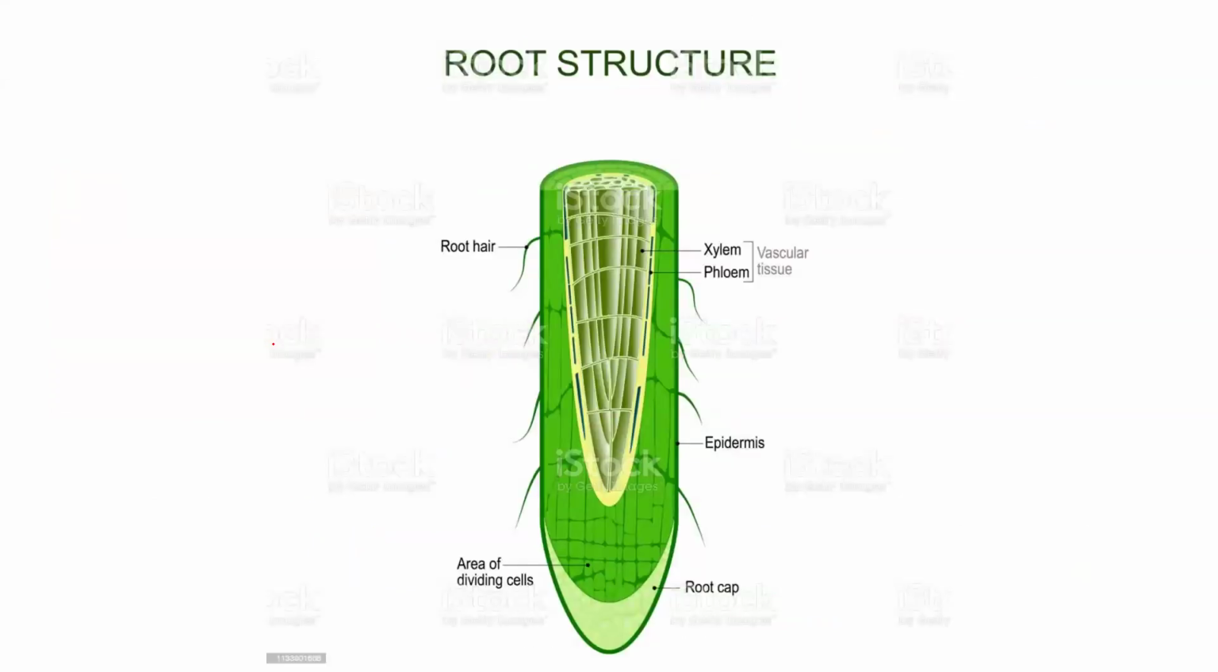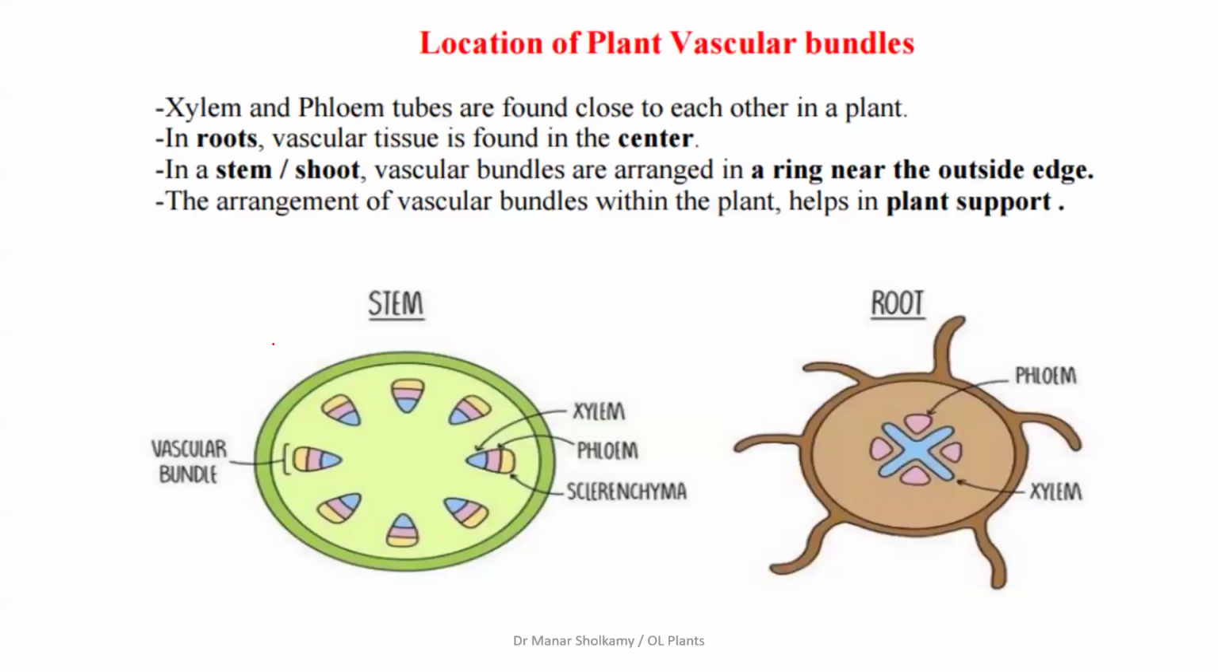You have all these pictures in your notes. So, okay, nice pictures here. The root in the center. Don't forget, the vascular bundle is in the center. The stem, they are arranged in a ring. Xylem towards the inside, phloem towards the outside. Okay, I promised I'll let you go, so I will let you go.